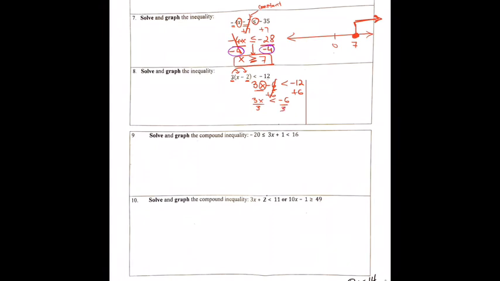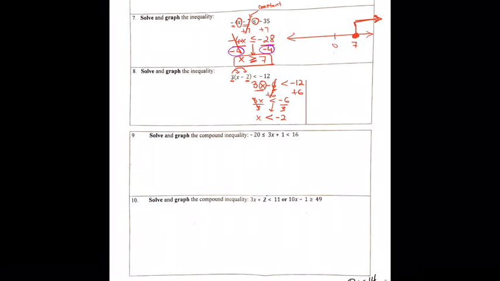Next step, I need to get rid of 3, so I divide by 3 on both sides, and I get x less than -2. Don't forget here, I do not have to flip the inequality sign because I'm dividing by a +3.